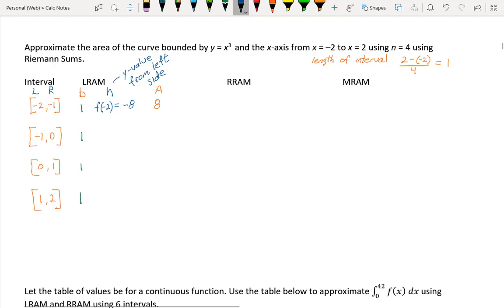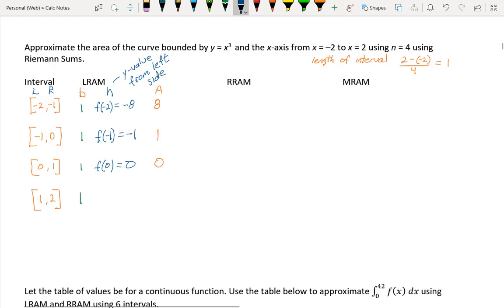Okay, we go to the next section. We've got a height, so we're using the left hand point. We need to know what f of -1 is. Well, again, if you plug that in, -1 cubed is -1. -1 times 1 is -1, but we want this to be positive, so we're going to do +1 here. Next one, we're using the left endpoint, so this is f of 0. That's pretty obvious. That's going to equal 0, which is going to leave us with 0 area.